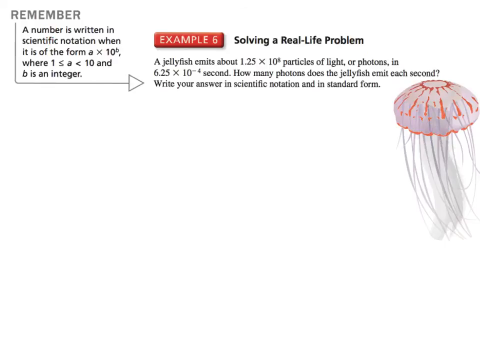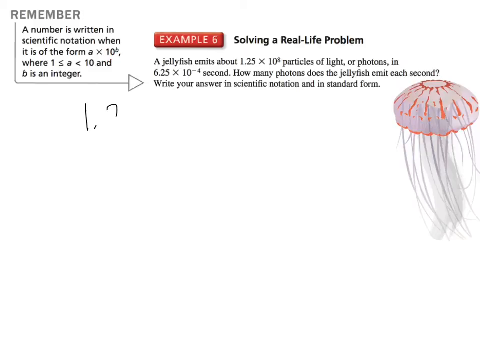Now remember, a number is written in scientific notation when it is in the form of a times 10 to the b. And a, this number right here, must be greater than or equal to 1, but less than 10. It cannot be exactly 10, but it can be exactly 1, and then anything in between. And b is an integer. So b is just like -5, -2, -1, 5, 7, whatever. So here's what we know.